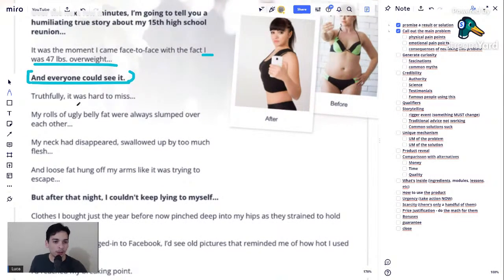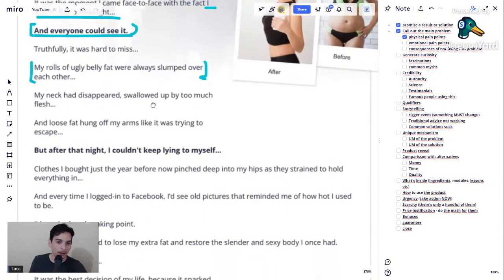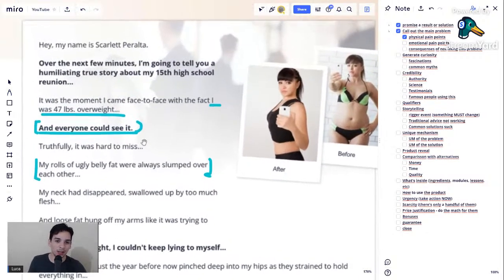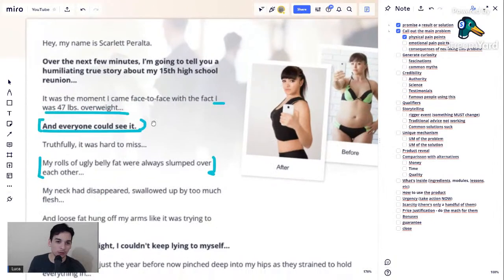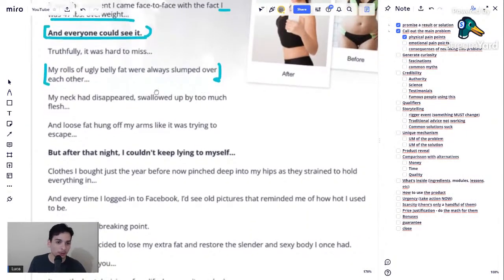Thankfully, it was hard to miss. My rolls of ugly belly fat were always slumped over each other. This is physical, right? Because it's describing how her body was physically, how she felt about it. It's creating a very clear image of what the problem was. It's important to understand that it's not only mentioning the problem, it's also describing how that problem looks and feels.